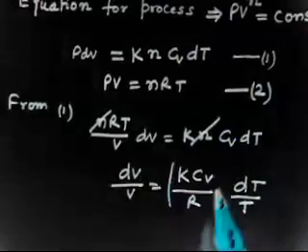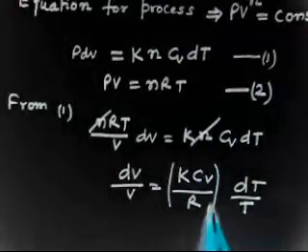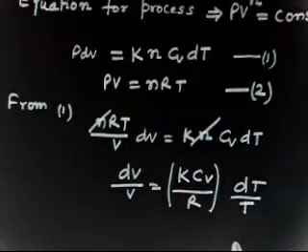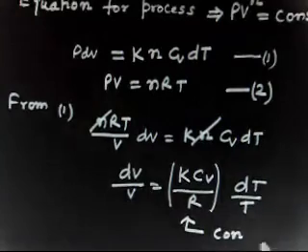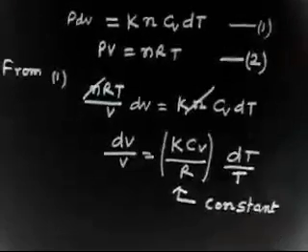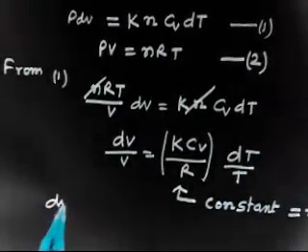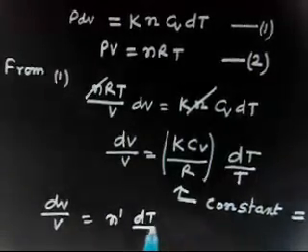Now these all terms are constant. K is a constant, Cv is a constant, R is a gas constant. So this is a constant. So let us put this constant as another constant n dash, or you can say K dash. Let us put this constant as a new constant n dash. So you will have dV by V is equal to n dash dT by T.